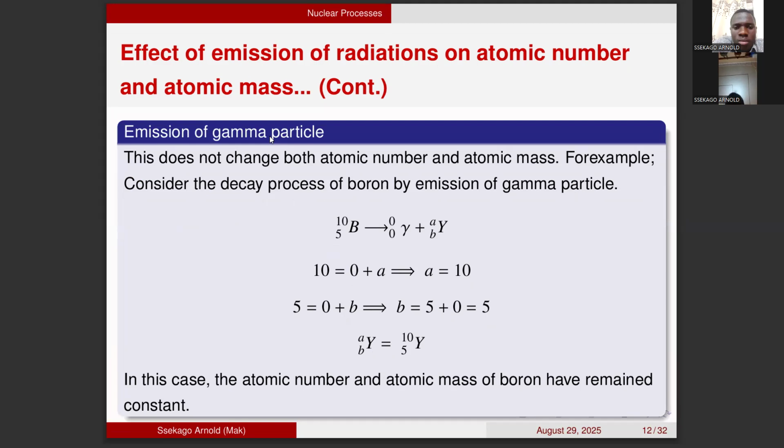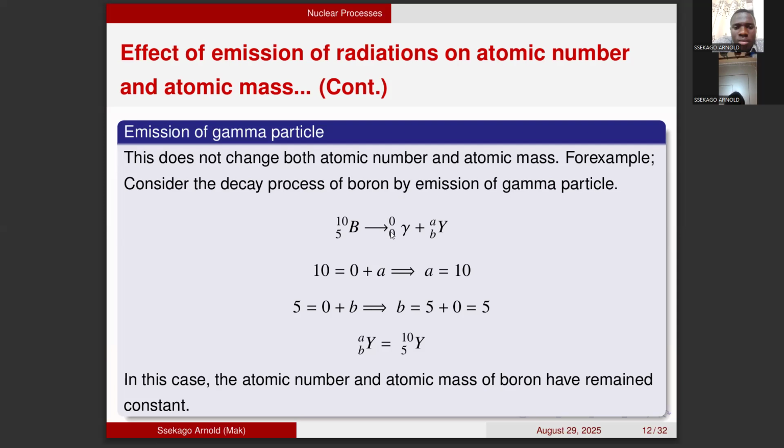For emission of gamma particle, what are we saying here? This does not change both atomic number and atomic mass. Still, I consider the decay process of boron by emission of gamma particle. This is our boron. So we want to see what happens to this boron if it emits gamma particle. From our previous table, we saw that gamma particle has this symbolic representation.